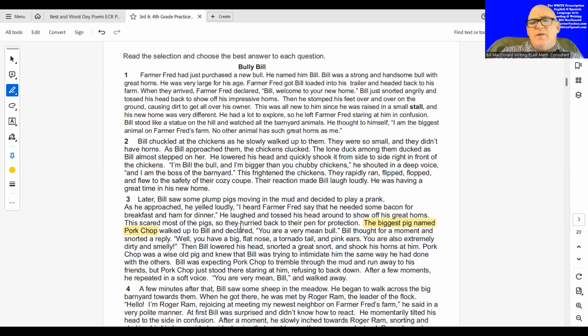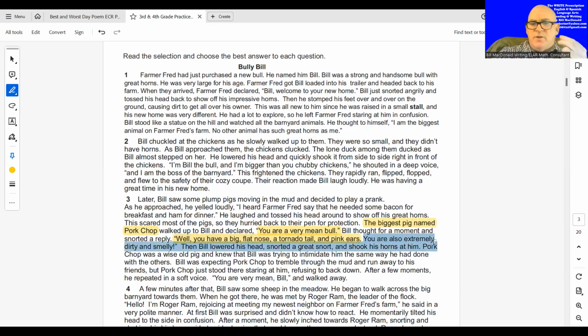And declared, "You're a very mean bull." So, calling somebody a name, dialogue. Bill thought for a moment. So the reaction was the bully starts thinking and he snorted a reply. "Well, you have a big flat nose, a tornado tail, and pink ears." And he said, "I'm not done."